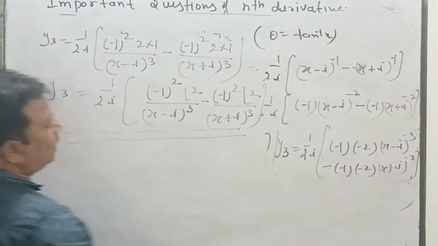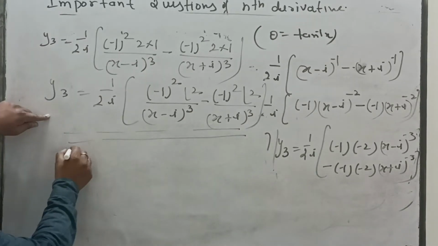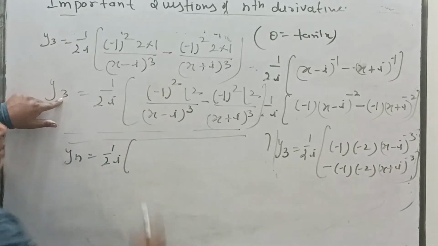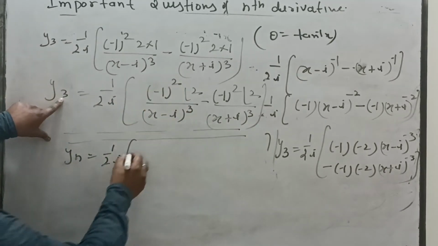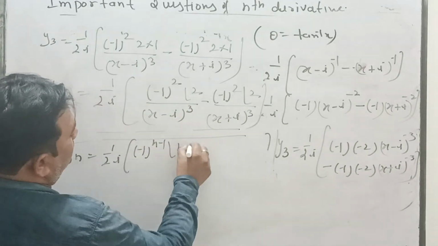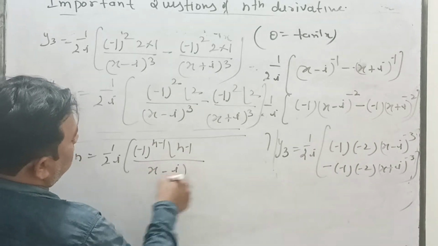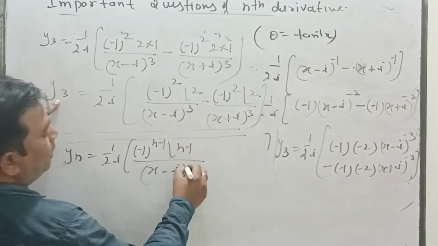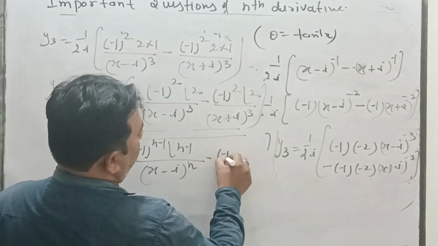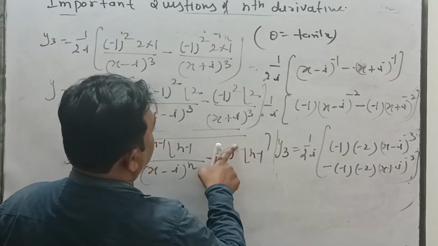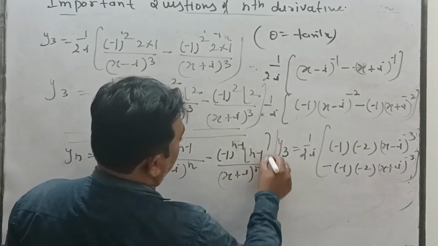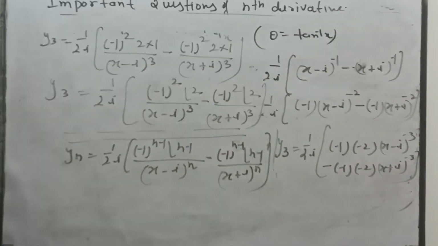You write the nth derivative of this. So y_n equals 1 upon 2i times [minus 1 to the power n minus 1, factorial n minus 1, divided by (x minus i) to the power n]. In 3 times differentiation the power is 3, then in n times differentiation the power is n. Similarly in the second term: minus 1 squared, factorial n minus 1, upon (x plus i) to the power n. Understand all of you?